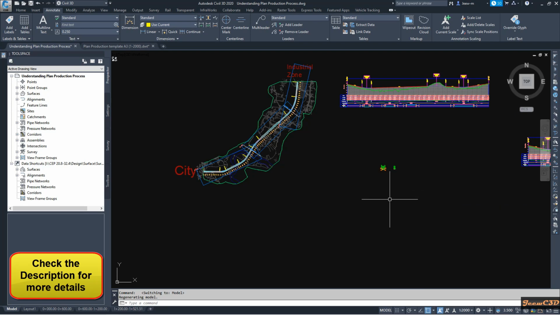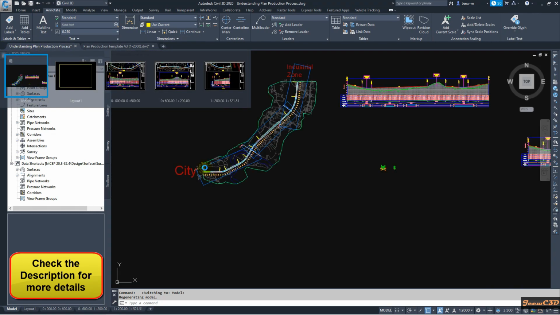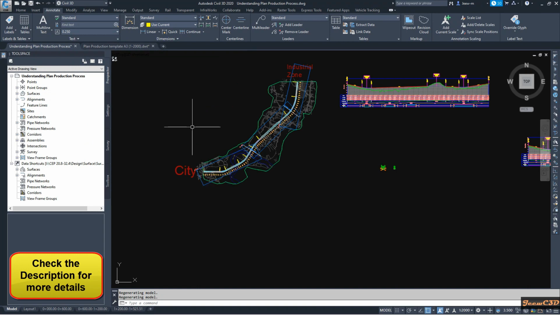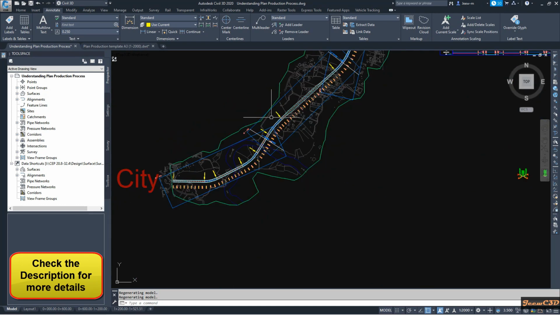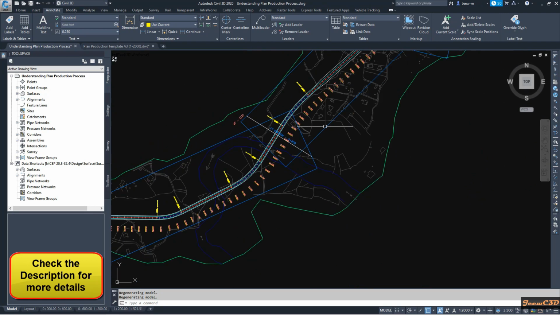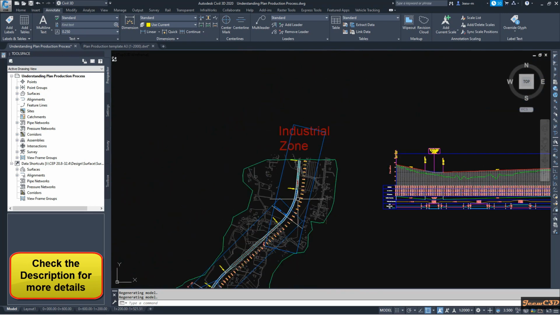In this video, we are going to understand the plant production process. Currently, I have opened my understanding plant production process drawing. First, what we did was we created view frames. If I go here, we had view frames and they were at 600 meter intervals.